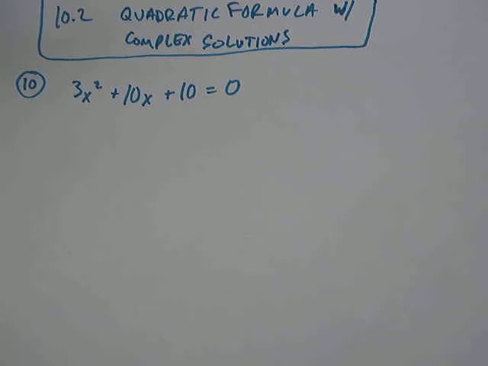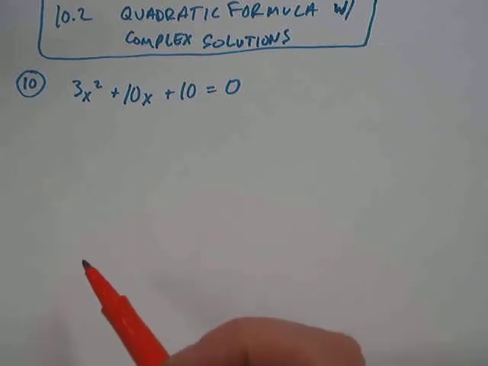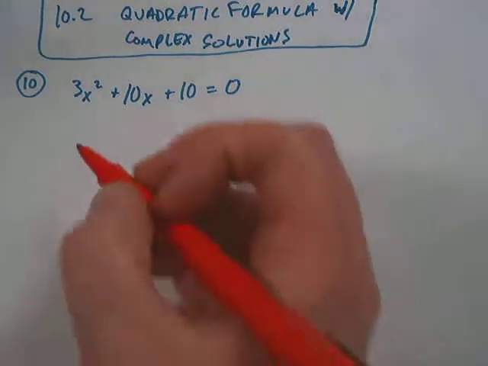Alright, so today we did 10.2, which was using the quadratic formula to solve quadratics with complex solutions. Okay, so it's pretty much the same process as we did yesterday with the quadratic formula with non-complex solutions, except when we simplify our answer, we're going to have i, imaginary numbers, in them. Okay, so the first thing we have to do is identify a, b, and c.